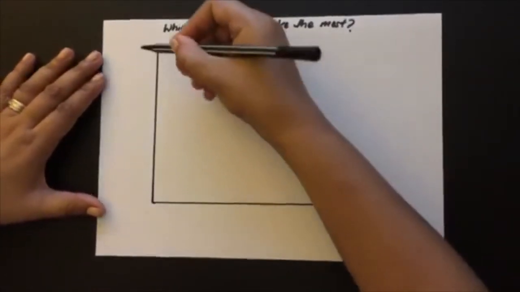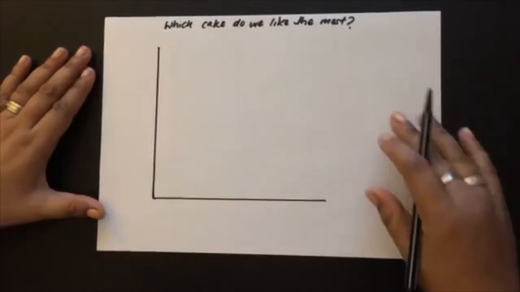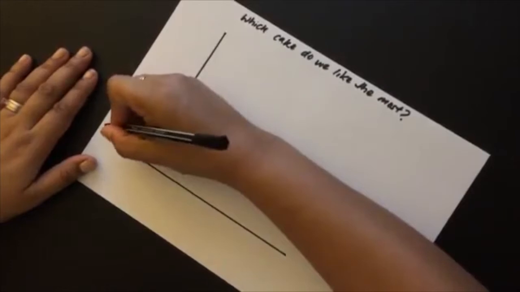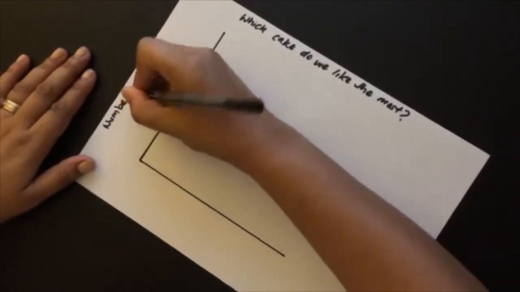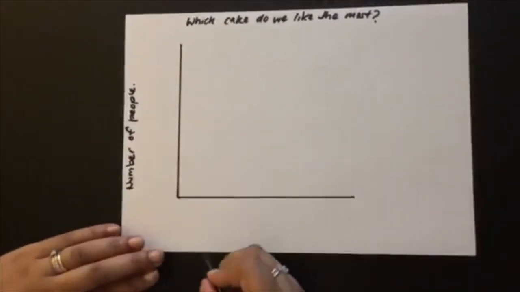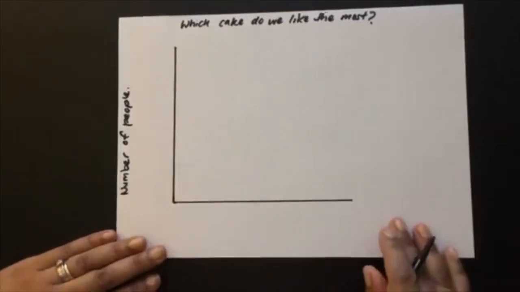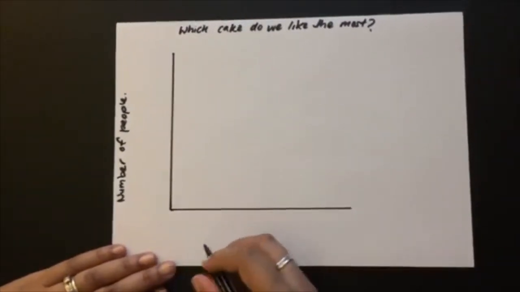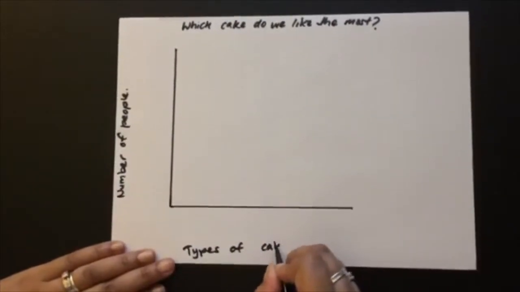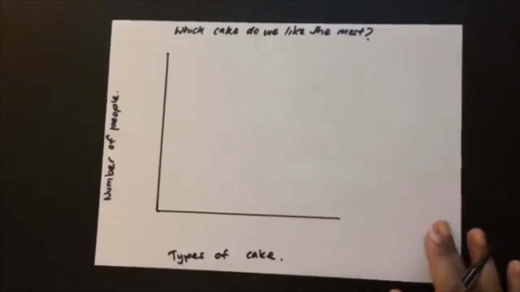Now this axis is for numbers. So in this case we would write the number of people. This would signify the number of people that like which cake. And this axis down here, we would use it for the types of cake.